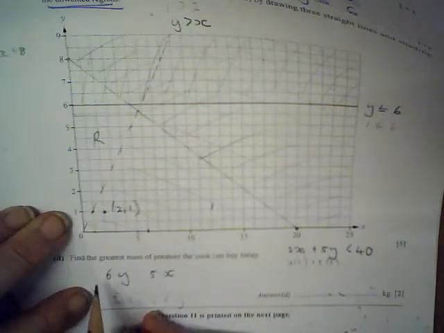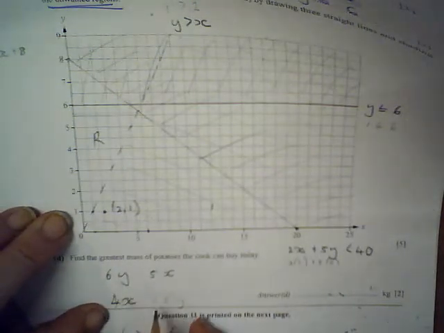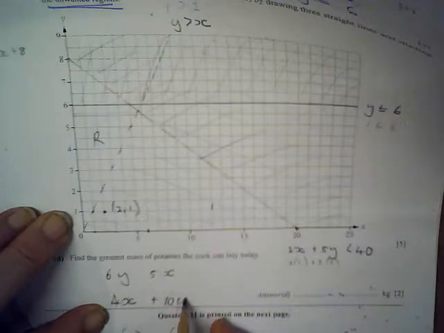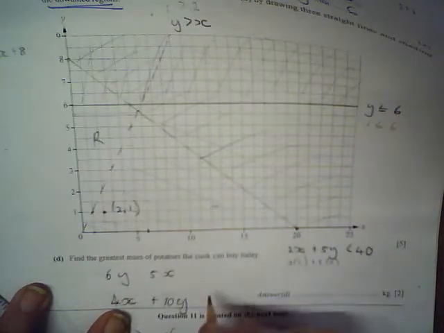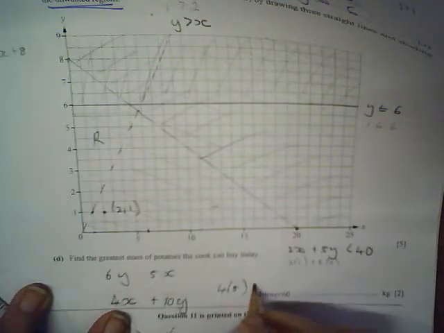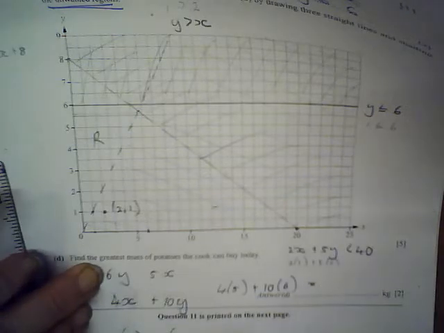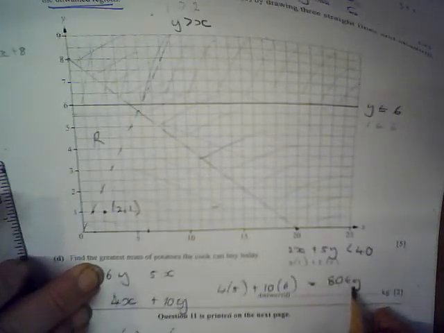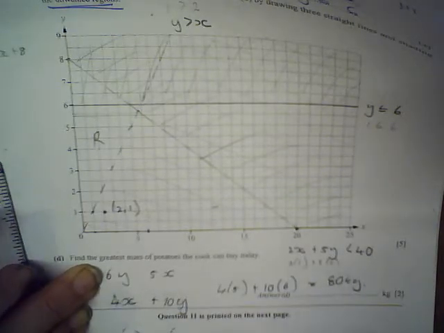and that is 4x plus 10y. Okay, and I can get 5 x's, so that would be 4 times 5 plus 10 times 6. So that would be 20 and 60. That would give us 80 kilograms. Okay, and that's the maximum that he can buy today.